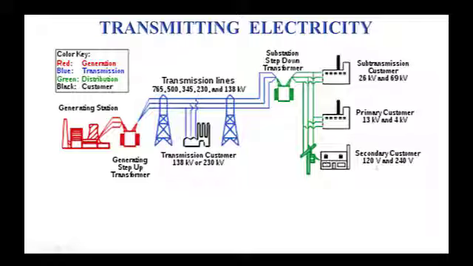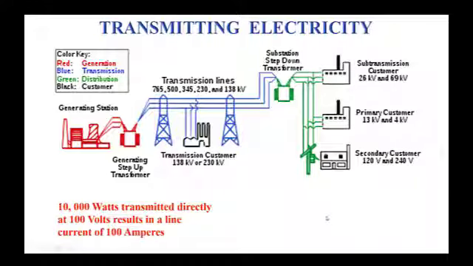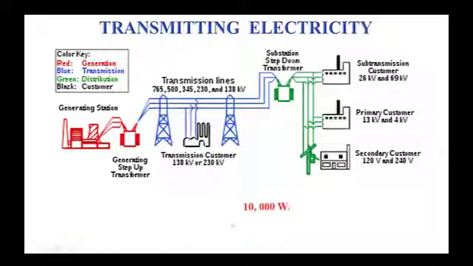Some use a little bit smaller. And then near our home, we're going to have a final step down transformer sitting on the pole that will take it down to like 120 volts and 240 volts. Another example, we see here.